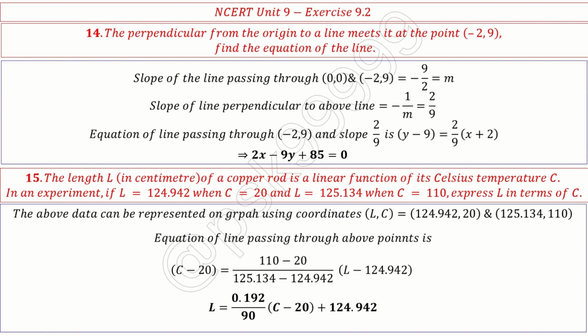So I simply do the 2-point equation of a line passing through 2 points. If I simplify, this is what I'll get: L equal to 0.192 divided by 90 into C minus 20, plus 124.942.